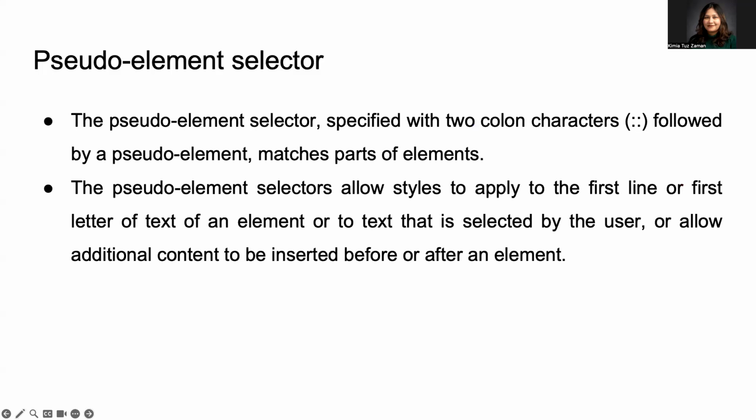Next, let's talk about the pseudo-element selector. A pseudo-element is written with two colons followed by the pseudo-element name. Unlike pseudo-classes that target element states, pseudo-elements let us style specific parts of an element. For example, we can style just the first line or the first letter of a paragraph using selectors like ::first-line or ::first-letter. We can also style the portion of text a user selects with ::selection.